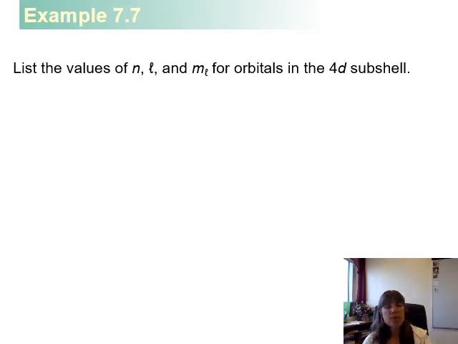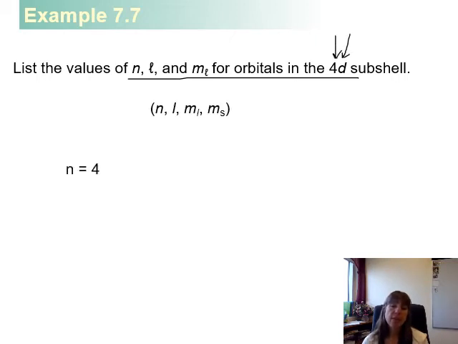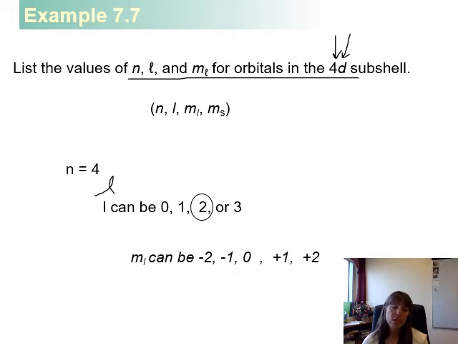So as an example, let's do example 7.7. Let's list the values of n, l, m sub l for orbitals in the 4d subshell. So 4d gives you information, and there's our way we're going to write it. n has got to be 4, hence the 4 in front of the d. And l can be 0, 1, 2, or 3. Which one we choose depends on which orbital it is. It's a d orbital, and since it's a d orbital, that l value is going to be 2. The m sub l can be all of these values, and you just have to pick them.